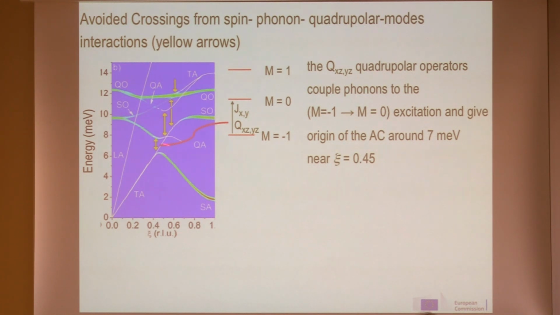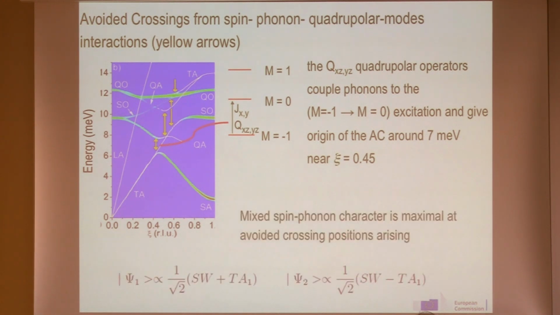The model also predicts quadrupolar acoustic branches. These are tricky to observe because they are far away from the spin excitation, but you can observe them through the mixing with the acoustic phonons. Actually, mixed spin-phonon character means that the wave function is a superposition of a spin wave component and a vibrational one. And the mixing will be maximum at the crossing position, at the avoided crossing.